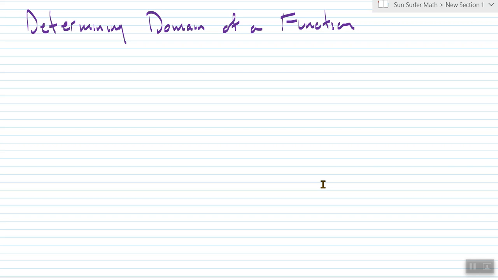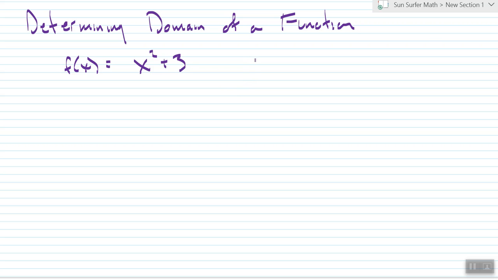In this video, I'm going to be doing a quick review of determining the domain of a function. So let's just start with a simple function like f of x is equal to x squared plus 3. And we want to determine the domain of that function. So first of all, let's remember what the domain is.